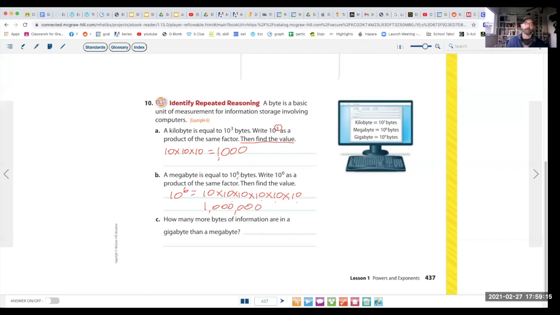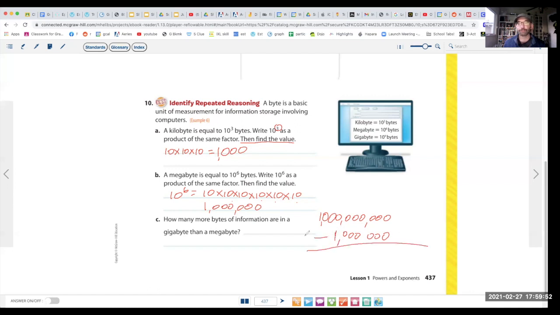Whew. Okay, now letter C says, how many more bytes of information are in a gigabyte than in a megabyte? Wow. So a gigabyte is 10 to the 9th power. So we'll do this one together because it's kind of hard. 10 to the 9th, 1, 2, 3, 1, 2, 3, 1, 2, 3. That is 1 billion, right? Gigabyte. And then a megabyte is 10 to the 6th. So that's going to be 1, 2, 3, 1, 2, 3, and a 1 here.